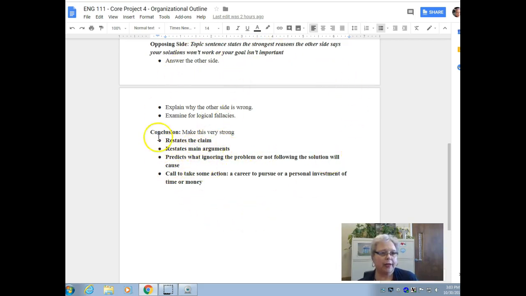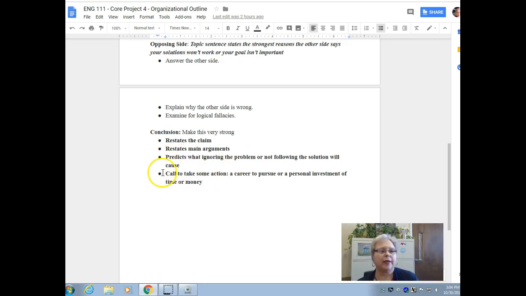You don't go back and put in all that evidence and everything that you had in the major essay, but you will go back and summarize it. And then it predicts what ignoring the problem or not following the solutions will cause. And so, you know, if we don't work on solving this problem of world hunger, so that we can have zero hunger in the world, then we're going to be losing people. And, you know, every day people are going to be sick and contract diseases and everything, because not being properly nourished leads to all kinds of problems.